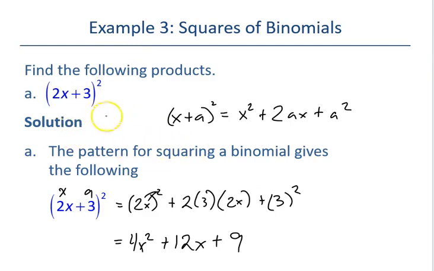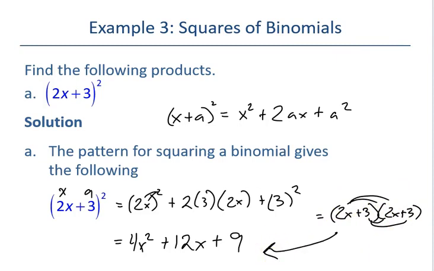Or what you'll sometimes see done is this. You could have also FOILed this out. You could have done 2x plus 3 and then 2x plus 3, and then you could have FOILed that and you would have still got the same answer there.